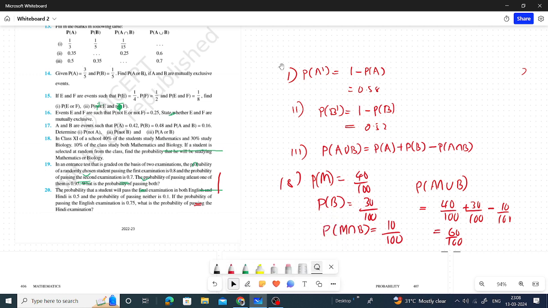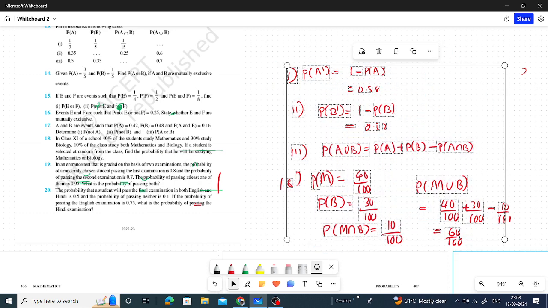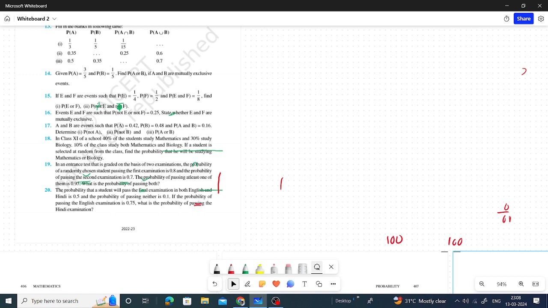What is that? In an entrance examination, see what is given. So quite simple, as we did before. In an entrance examination that is graded on the basis of two examinations, the probability of a randomly chosen student passing the first examination is 0.8. The probability of passing the second examination is 0.7.